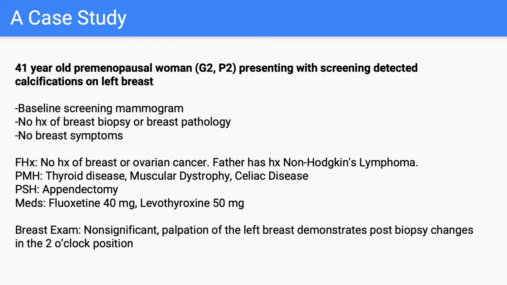She had no history of breast or ovarian cancer in her family, no significant past medical history or past surgical history, and no alarming medications. Furthermore, her breast exam was non-significant. There was palpation only of post-biopsy changes seen in the 2 o'clock position.